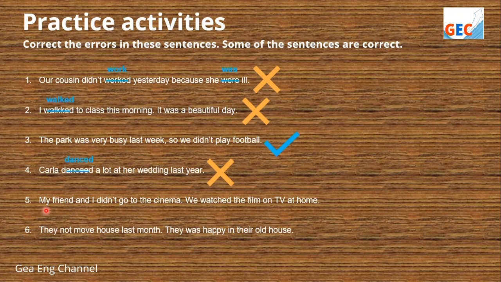Number 5, my friend and I didn't go to the cinema. We watched the film on TV at home. Is this sentence correct? Yes, it is. Number 6, they not moved house last month. They was happy in their old house. Is this sentence correct? No, it's not. It's wrong. So it should be, they didn't move house last month. They were happy in their old one.